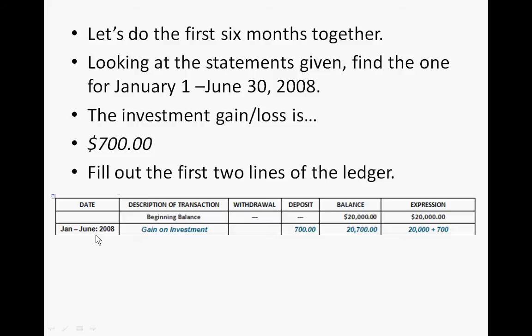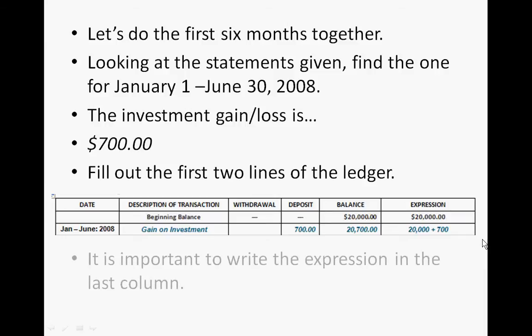So for the first one, January through June is a gain on the investment, which means it's a deposit of $700. And so our balance is $20,700. And how did we get that? That's where the expression comes in. You would write $20,000 plus $700. So it's important to write the expression in the last column so that you can understand where the new balance is coming from, because there's really no work being shown from this point to this point. So this is just to review kind of how we got the new balance.